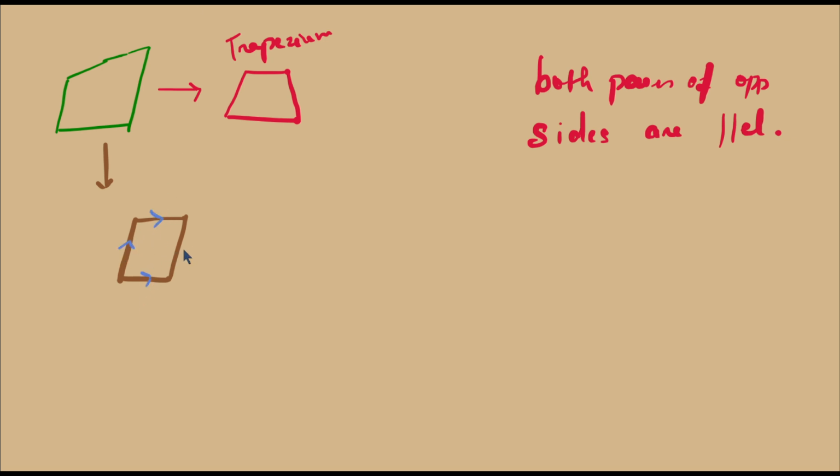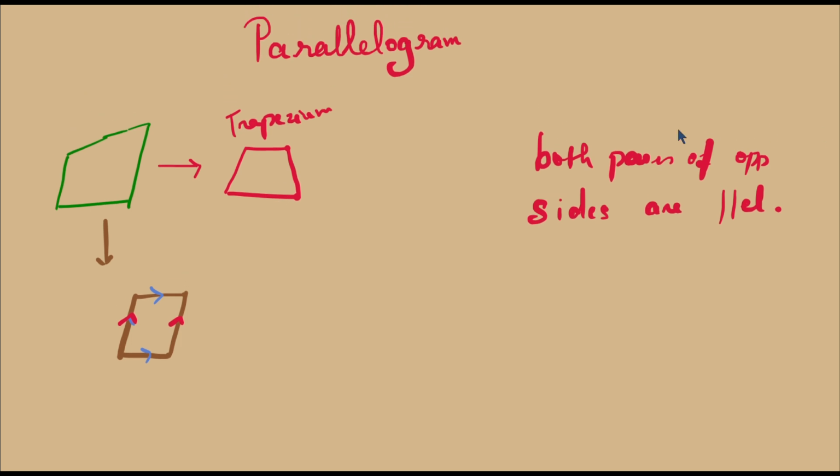These two lines are parallel to one another and the lines marked in red are parallel to each other. We call this shape a parallelogram. The name itself indicates that we're talking about two sets of parallel lines. So this is the name, the parallelogram. Can this take any other shape?